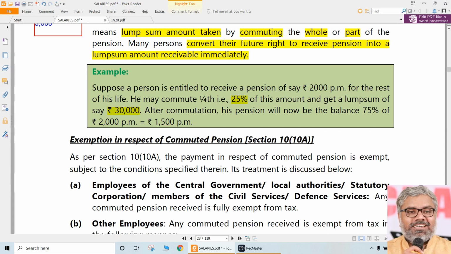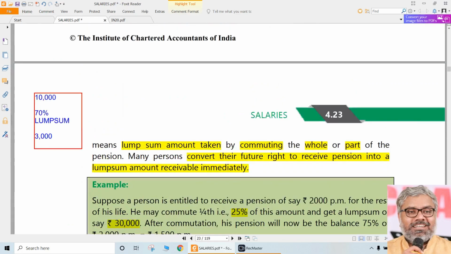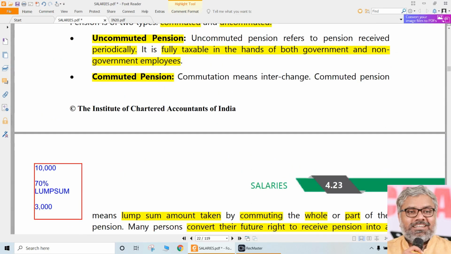Please understand. Just because there are numbers, don't be under a wrong impression that we can calculate anything. No. We are not calculating this 30,000. It is a fact which is already there. But what we should identify from our side is that this employee has got 30,000 rupees lump sum amount in lieu of 25% of his pension. So he has sacrificed 25% of his pension, which we are calling commuted pension. In other words, he has commuted 25% of his pension, and he got 30,000 rupees towards that commutation. So what can we call this 30,000 rupees? That is what is commuted pension. When we say commuted pension, that's what we are referring to here.